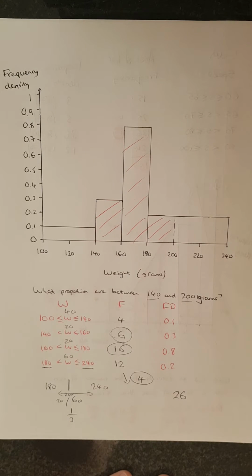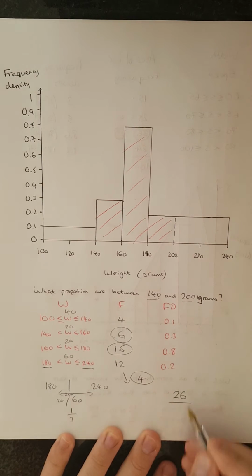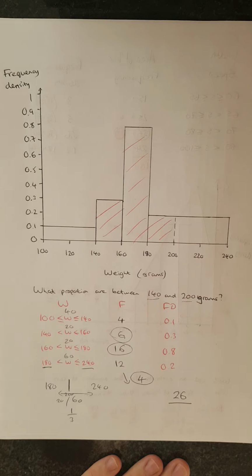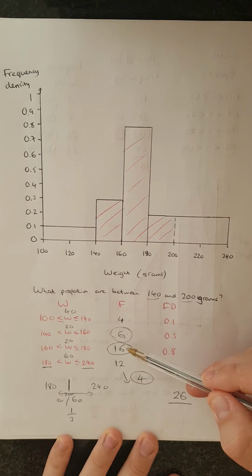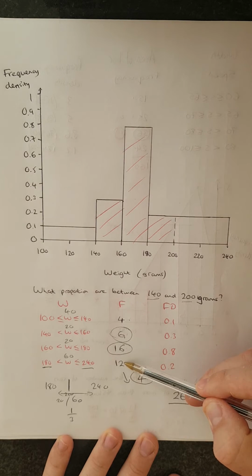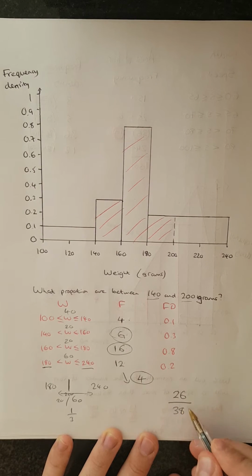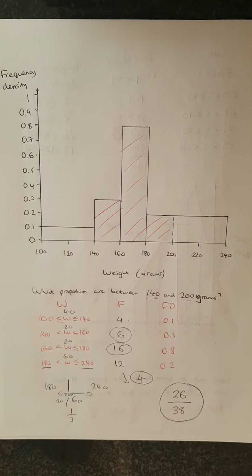Now that's not the proportion, because a proportion we're going to give as a fraction. So these two make 10, 26, 38 in total. And there's no reason to simplify my fraction unless they ask me to.